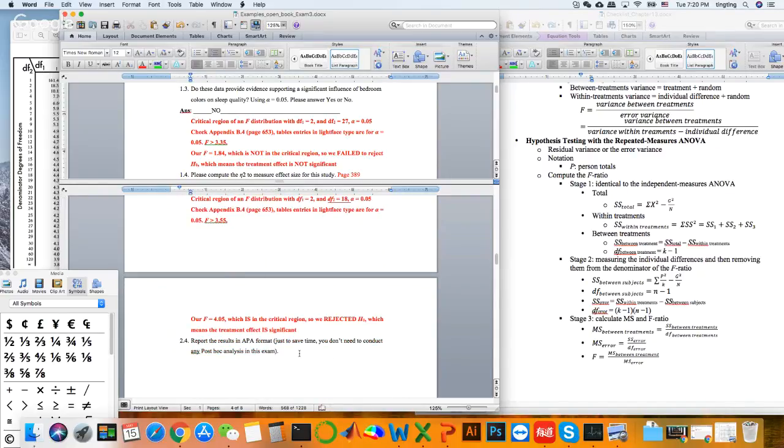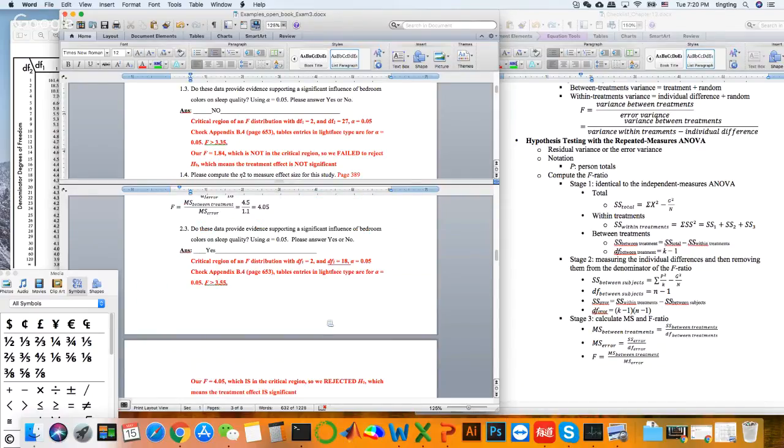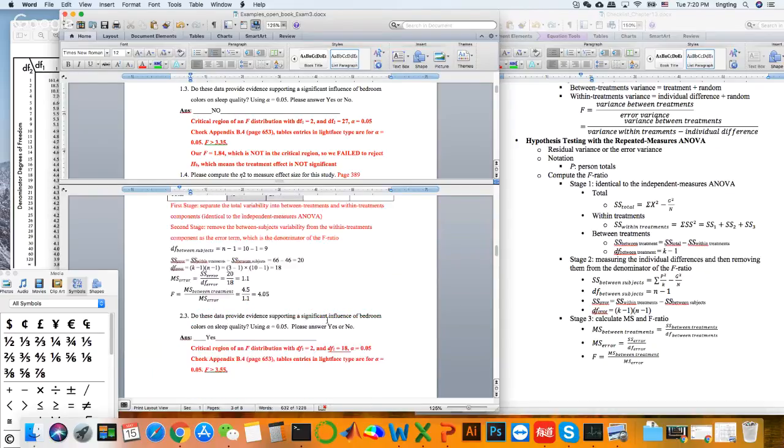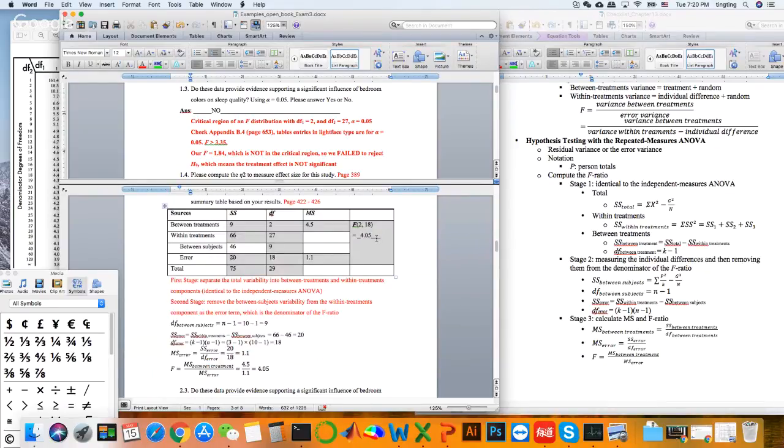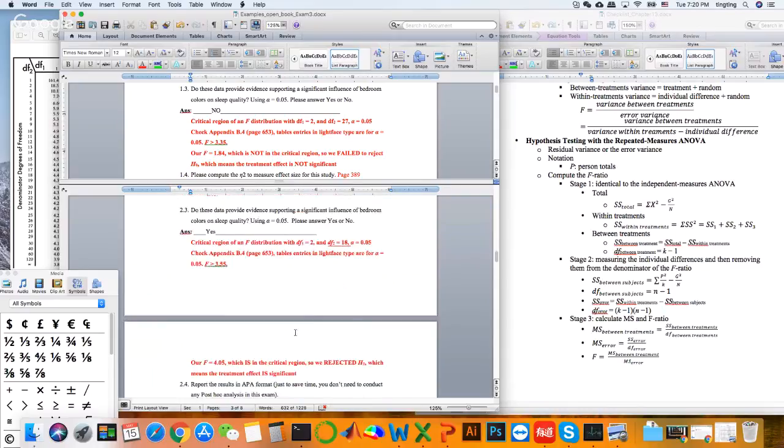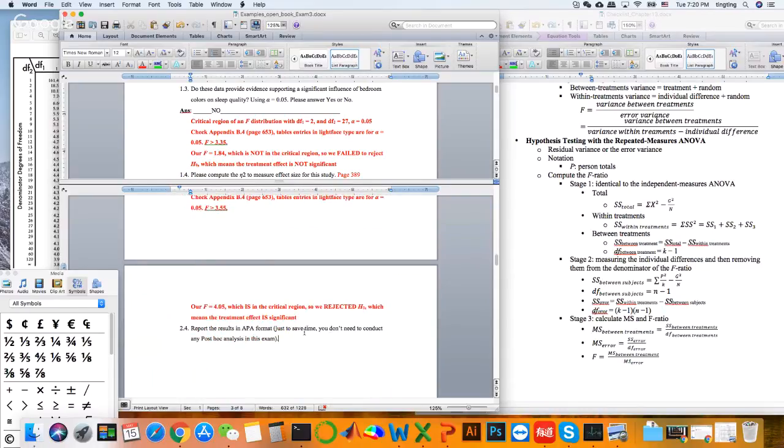Last one, to report the result in APA format. So here, just to save time, we don't need to conduct any post-hoc analysis. Actually, in the lecture, I said if the F test is significant, then we need to do the post-hoc analysis. But here, because it is an exam, we have very limited time, so we skipped the post-hoc analysis. But if you are writing a formal paper, right, you have to do the post-hoc.